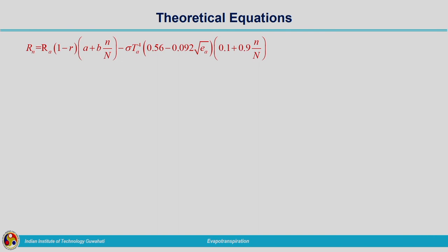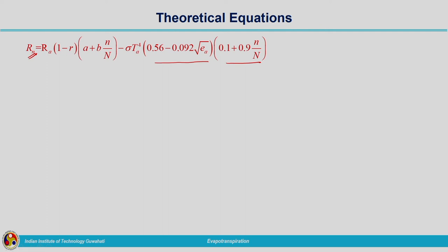In the Penman equation, we had a term corresponding to net radiation, Rn. How can we estimate the net radiation? For that, Penman has given a formula. It is slightly lengthy. It is given by Ra multiplied by (1 minus r) (a plus b n divided by capital N) minus sigma Ta to the power of 4 multiplied by (0.56 minus 0.092 root of ea) multiplied by (0.1 plus 0.9 n divided by N). So, this lengthy expression represents our net radiation.